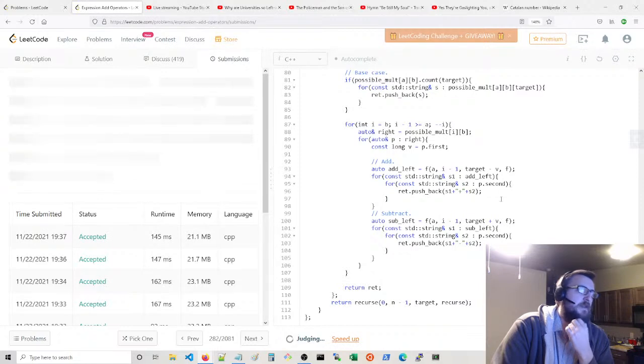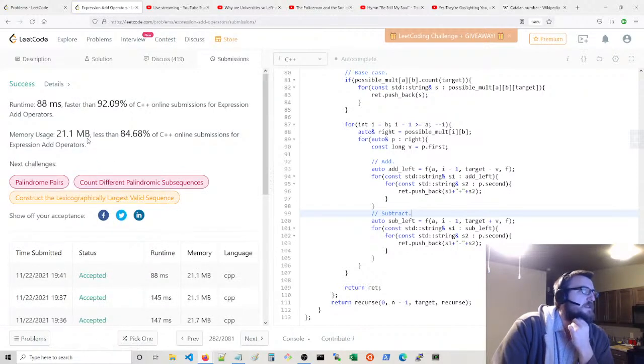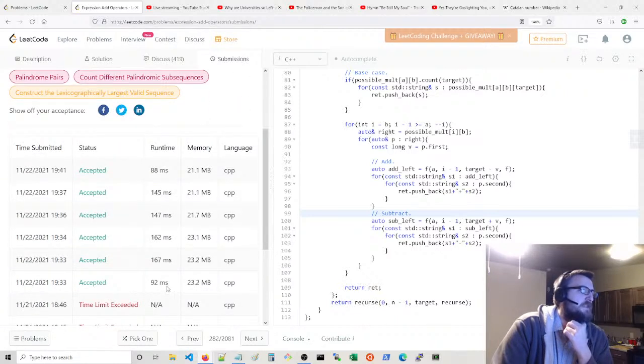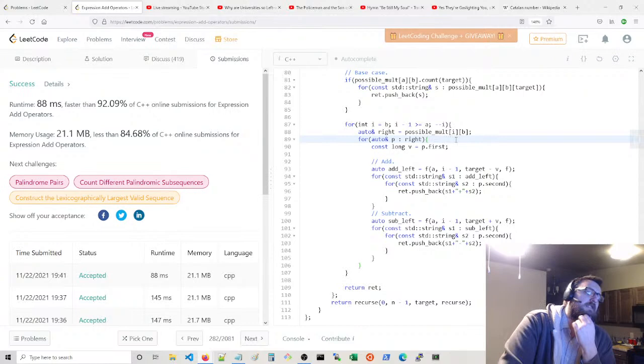It's just kind of random how it operates, like if it'll be faster or slower. Oh, there you go. Beautiful. Look at that. 88. I like that. Yeah, that was like the first one. Yeah, I like that. It's good.